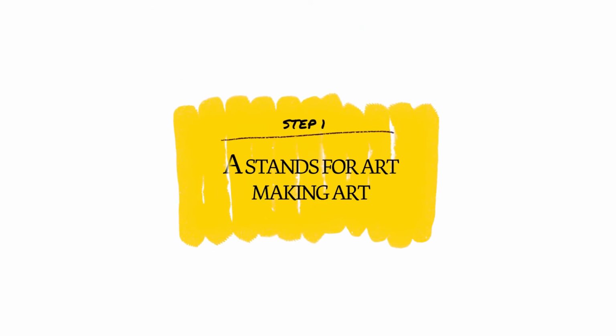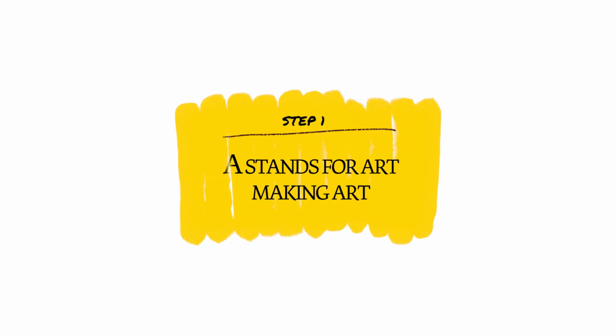Okay, so here are the 7 steps of the appeals system. 1, A stands for art. So the first step is making art. You want to make a collection of art. You want to have a body of work, right? You can't just have one piece. You have to have many pieces. And a collection is a bunch of pieces that go together.